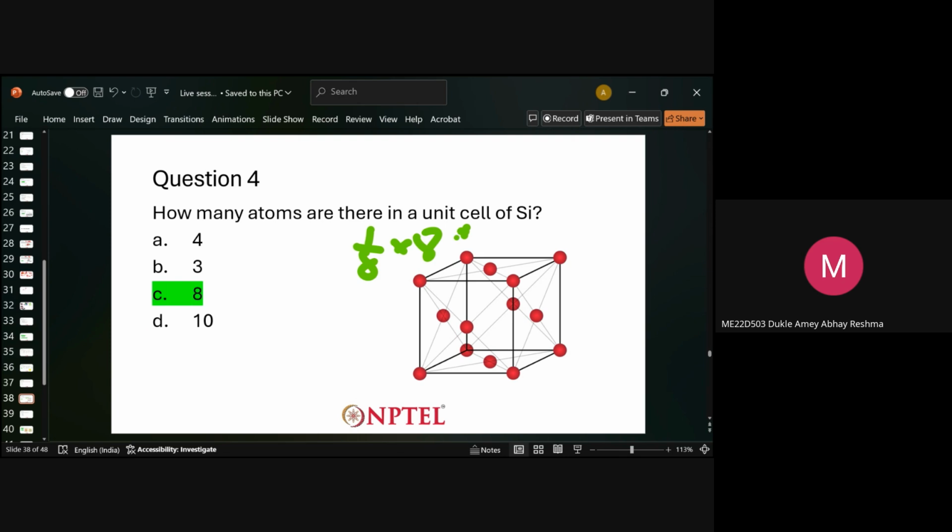So basically it's not asking how many this way. It is just asking the number of atoms, not the effective atoms. The question is just asking you how many atoms. You just have to count. So you can count here 1, 2, 3, 4, 5, 6, 7, 8, and effectively the answer comes to 8.